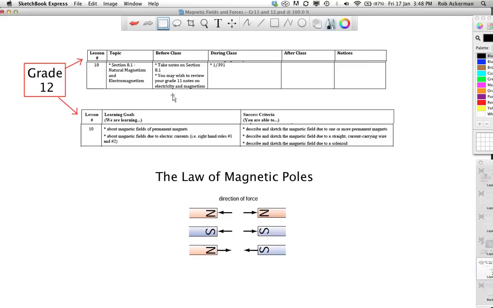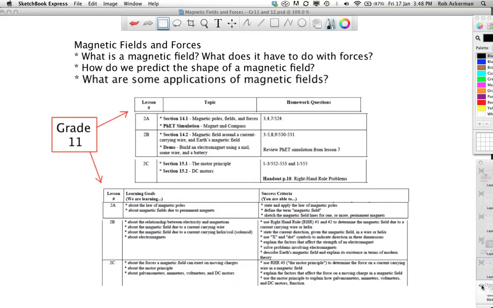Here's where we are in the unit schedule and with the learning goals and success criteria. And so some of the questions that we're going to address today are questions about what magnetic fields are, what they have to do with magnetic forces, and then we're going to look at some applications of these magnetic fields.